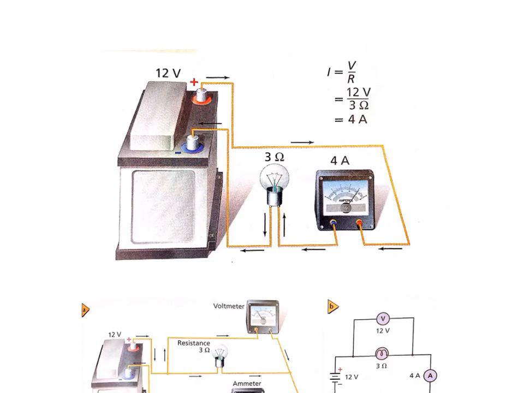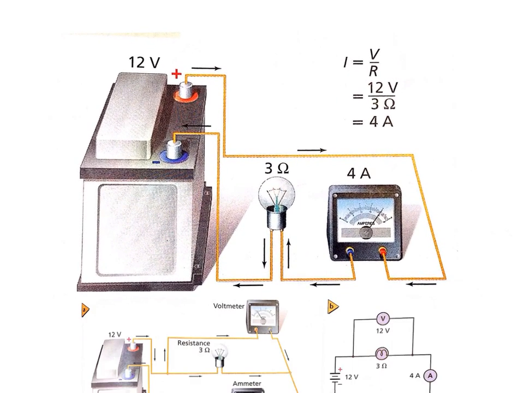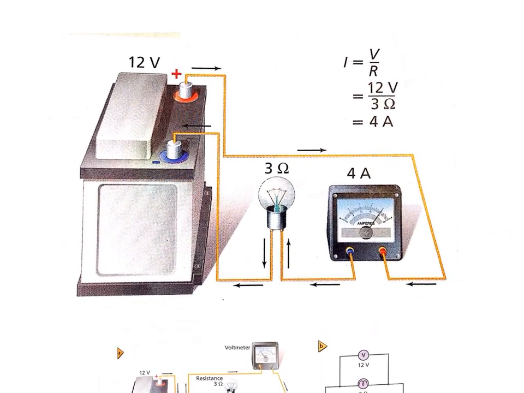Alright, so this is more of a picture. This is not a circuit diagram. This is a picture of a simple circuit. What we have is a battery, and a car battery looks just like this. Notice how there's red, the positive terminal, and then black, or blue in this case, for the negative terminal.